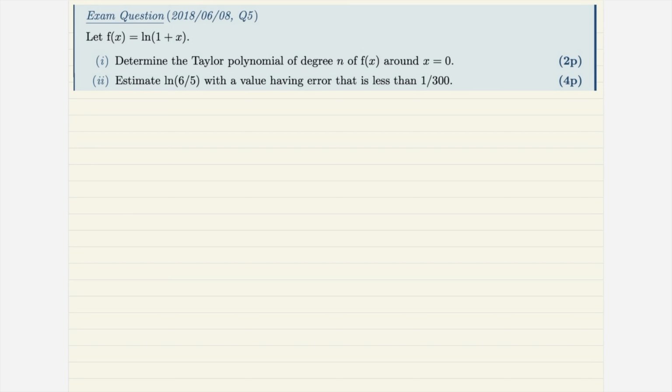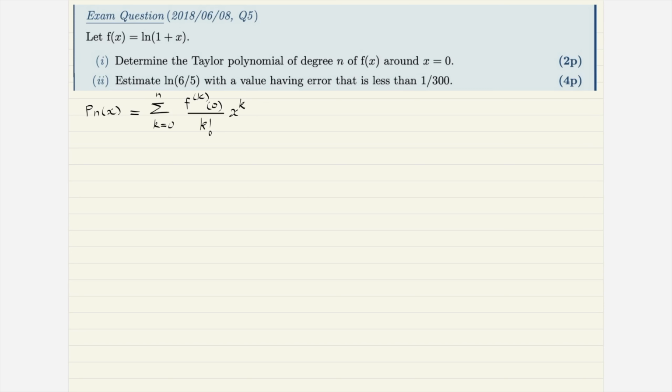Okay, for the first part, let me write the formula for the Taylor polynomial around x equals 0. So indeed, this is just the Maclaurin polynomial. So Pn of x is equal to sigma, k goes from 0 to n, and I have the kth order derivative calculated at 0 divided by k factorial, x to power k.